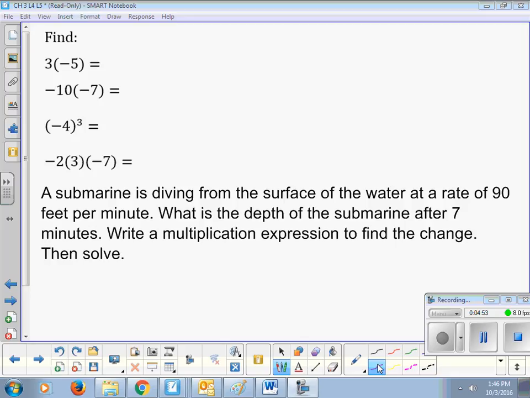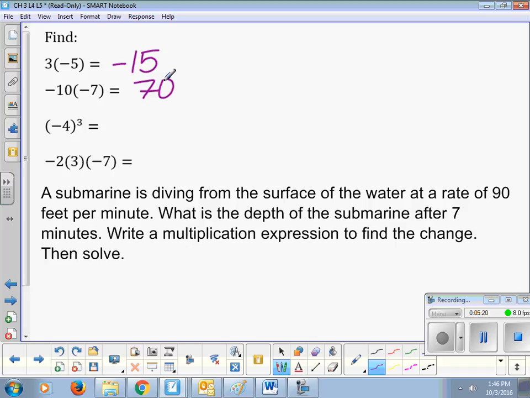Multiplication. What is 3 times 5? 15, and since we have different signs, our answer is negative. For the second example, we have negative 10 times negative 7. What is 10 times 7? 70. And do we have same signs or different signs? Same signs, so our answer is positive.